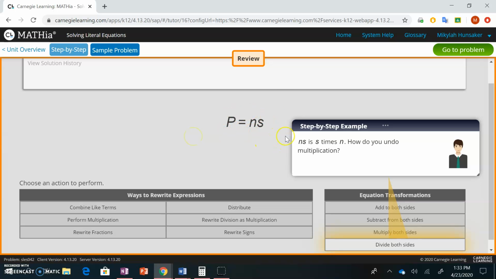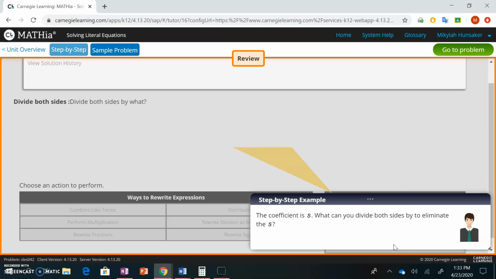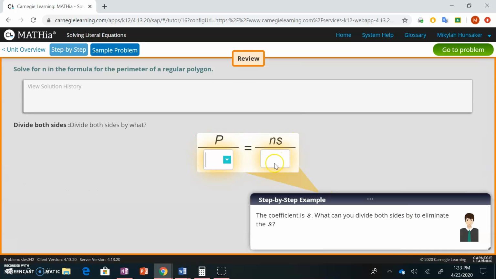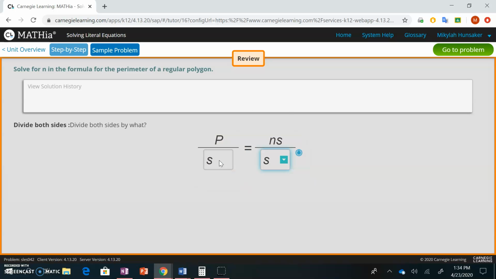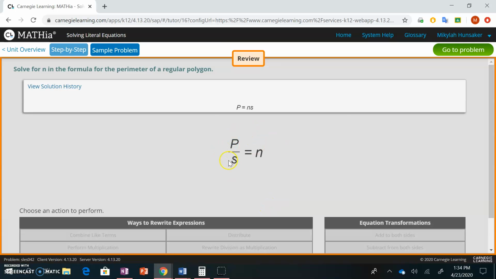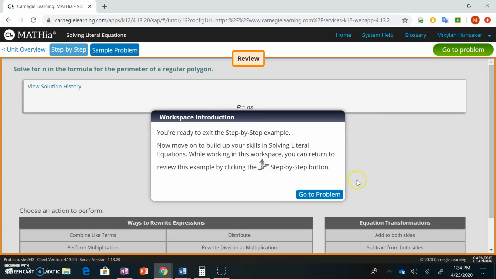It says, again, the first thing we did, we want to undo multiplication. We want to click divide both sides. We said we wanted to divide by the letter S, so we plug in the letter S. Cool, it will copy it to both sides. Make sure to press enter. It thinks, and we get P over S equals n. See, it's all you've got to do for these. We're just going to go to our problem.